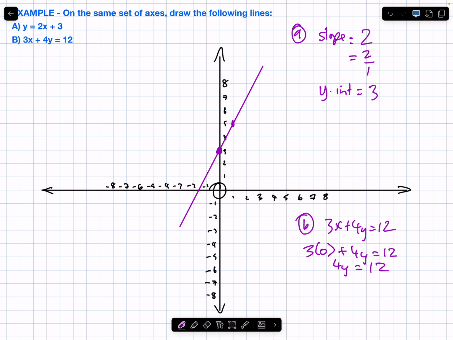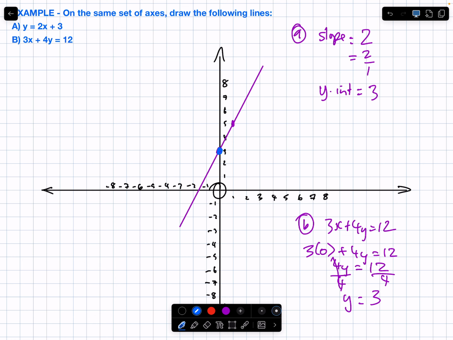I want y by itself. What is 4 doing to y? Multiplying. What's the opposite of multiplying by 4? Dividing. What do I need to do on both sides to make sure I don't change the equation? Divide both sides by 4. 4 divided by 4 cancels to 1. y is going to be 3. So currently I know that the y-intercept of this line is at 3. Is that enough info to draw a line yet?